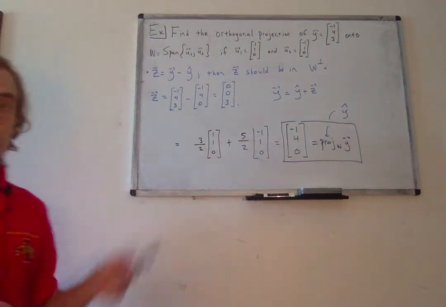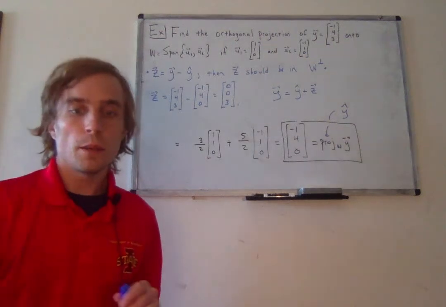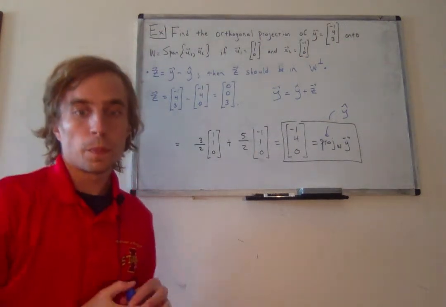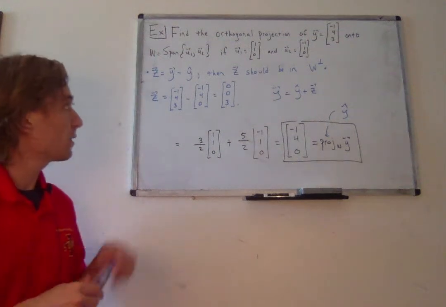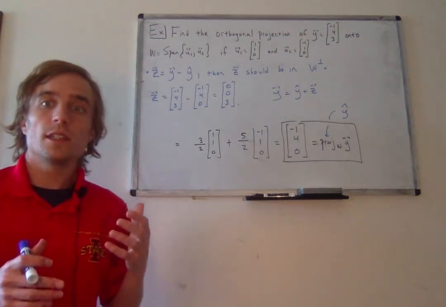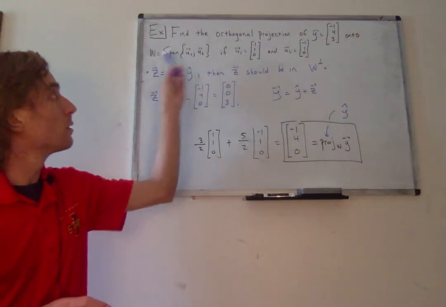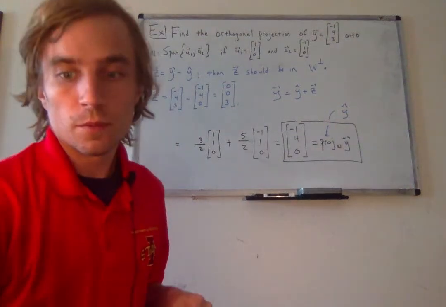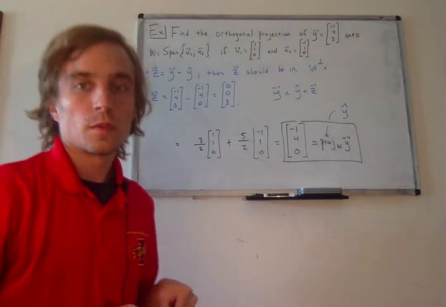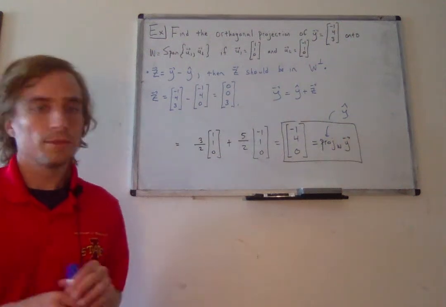We're going to return to this example in a second, but first I want to prove what your book calls the best approximation theorem, where we're going to show that the length of this vector z is the smallest distance from y to this subspace W. We're going to prove this in general, not just for this example.